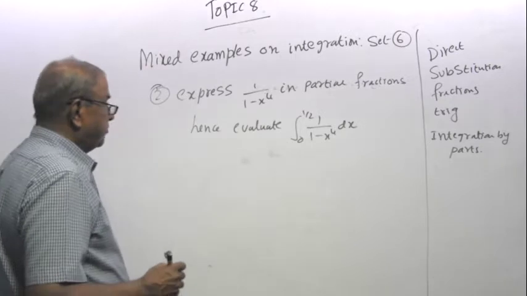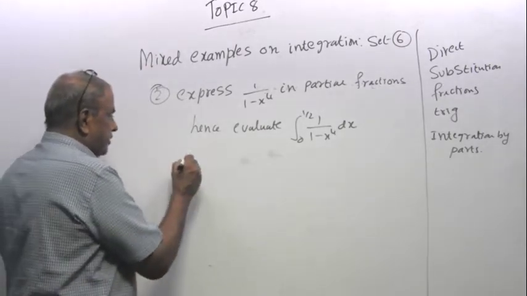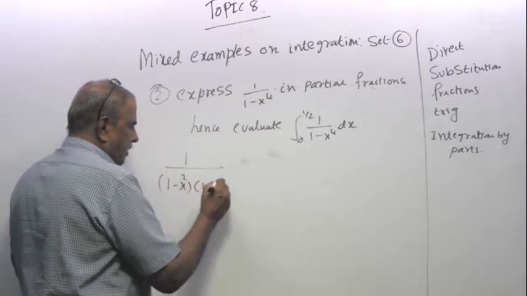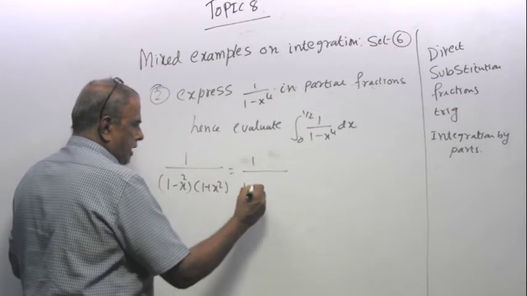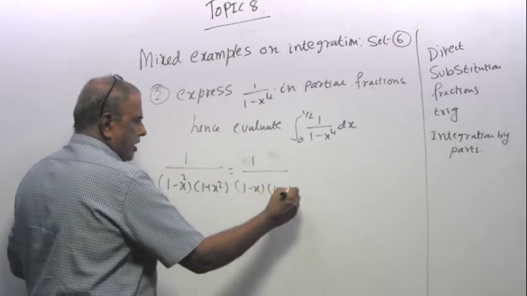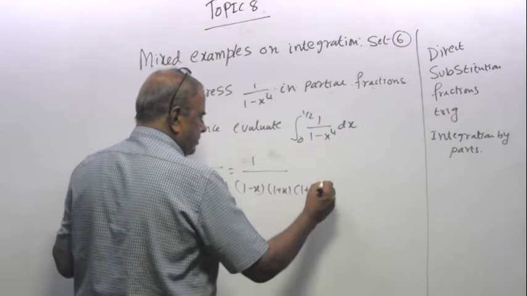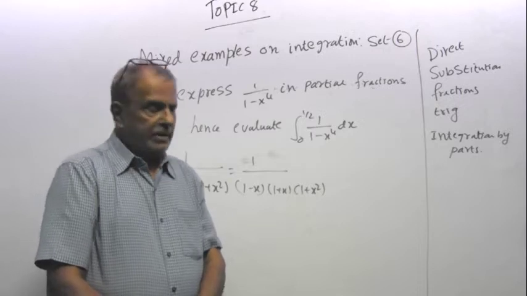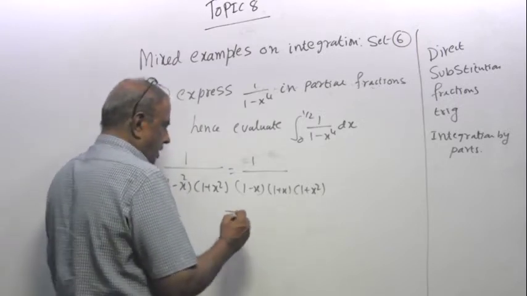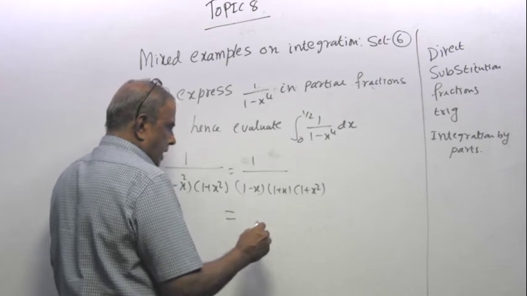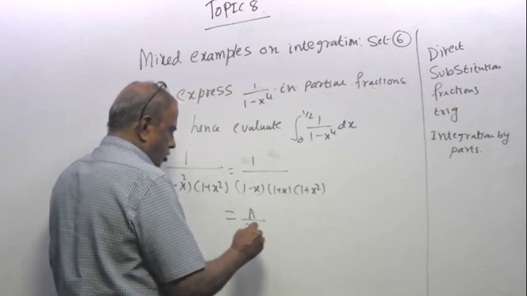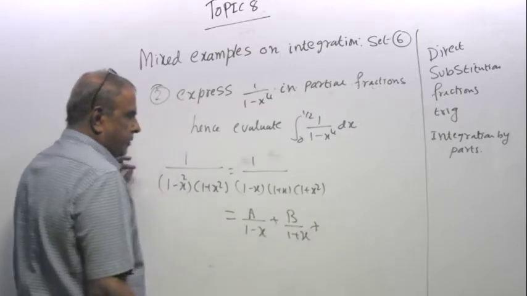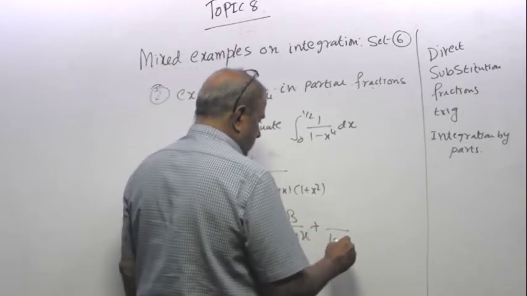Okay. Right. Partial fractions. So I can factorize this as 1 minus x squared times 1 plus x squared, or 1 minus x, 1 plus x, and 1 plus x squared. Factorize the denominator completely. Having factorized it, I could change this to a over 1 minus x plus b over 1 plus x plus something over 1 plus x squared.